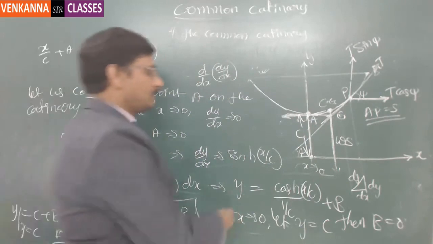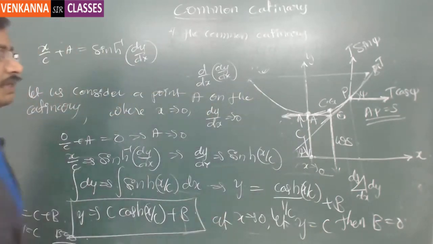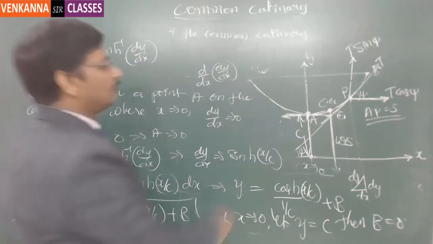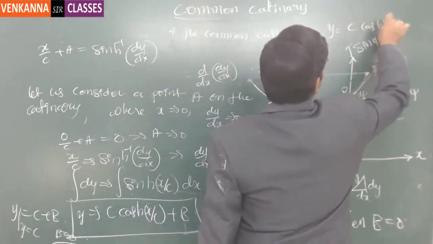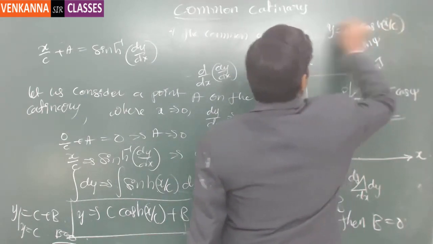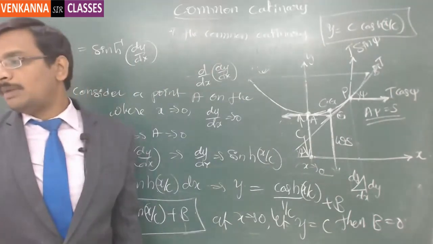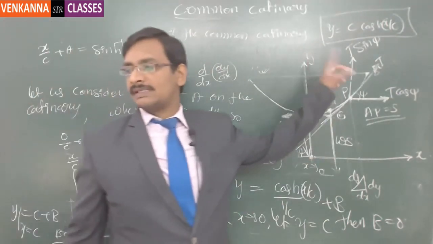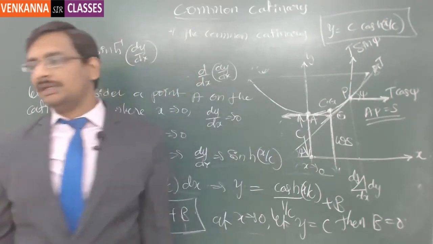Now I have the simple equation: y is equal to c cosh of x by c. So we have the final relation y is equal to c cosh of x by c. This is the Cartesian equation. If you notice, only the constant parameter and x and y are present in this equation, hence we call this the Cartesian relation.